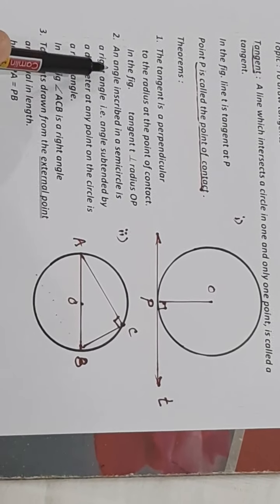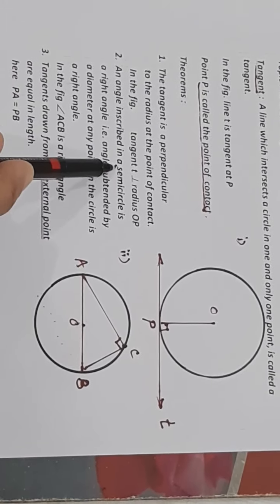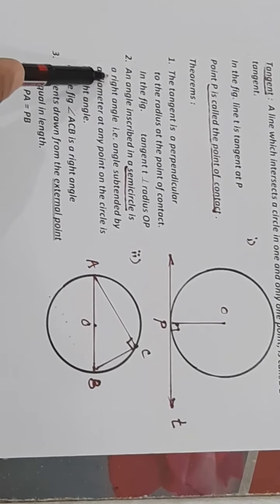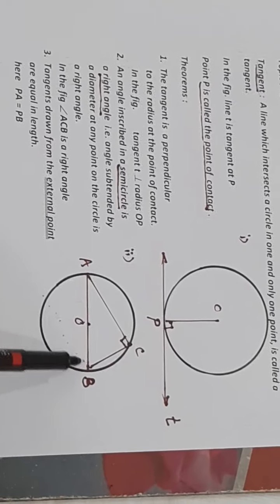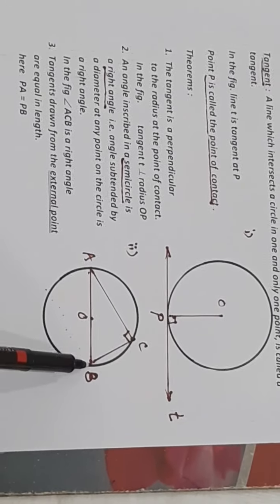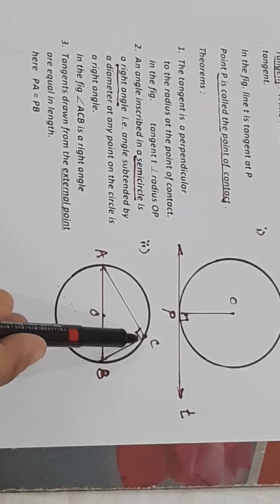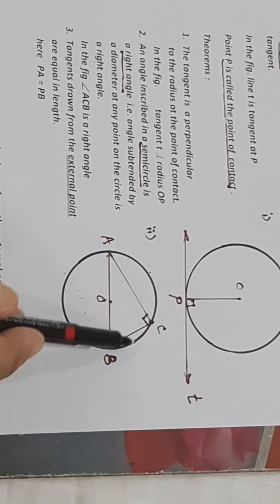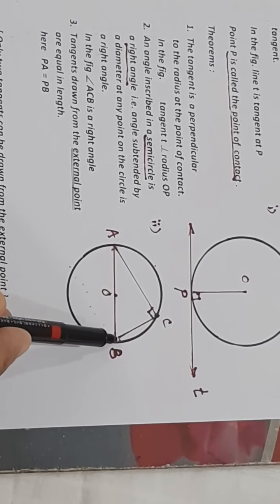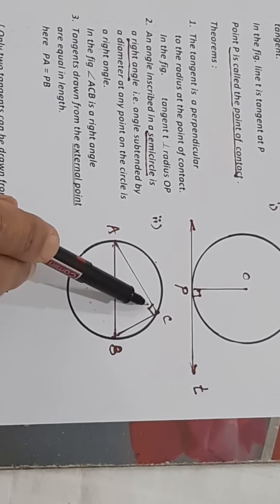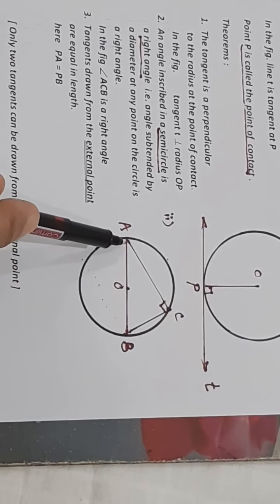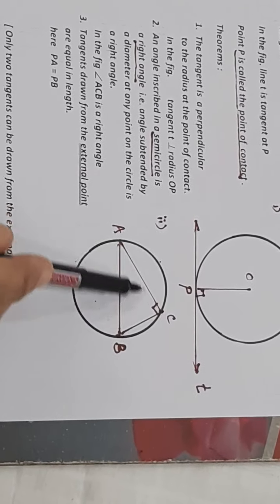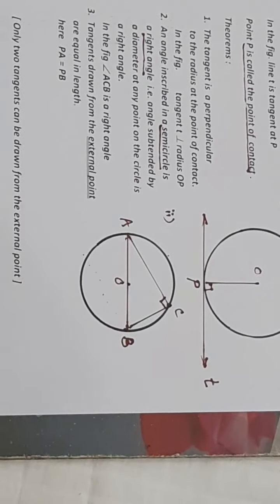Theorem number 2, an angle inscribed in a semicircle, semicircle means half circle, is always a right angle. Now AB is a diameter here, and angle ACB is inscribed in a semicircle. That point C may be anywhere on the circle. Angle will be always 90 degrees. It can be also said that a diameter subtends a right angle at any point on the circle. This way also we can say.